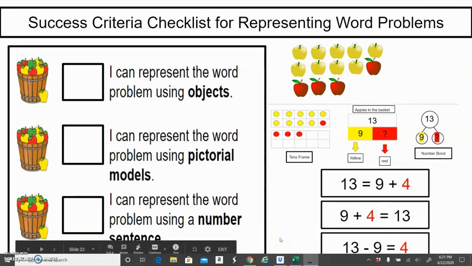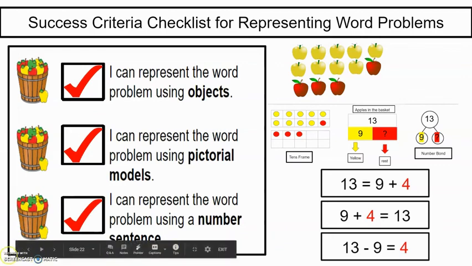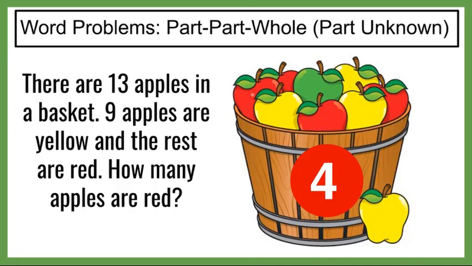Now let's review our success criteria checklist for representing word problems. I can represent the word problem using objects. I can represent the word problem using pictorial models, and I can represent the word problem using a number sentence. So, to answer the question in our word problem, how many apples are red? The answer is 4 apples are red.